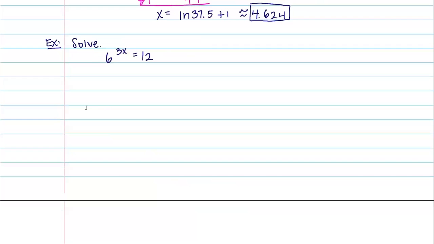You can still use the natural log, but it's not going to cancel out because we have a 6 here. So in this case, our goal is still to bring down the exponent so that we can solve. Our goal is to solve for x, and right now, x is in the exponent position. So we need to bring down the exponent. The way that we do that is we use logarithms, because then we can use our power property to move that exponent out in front.